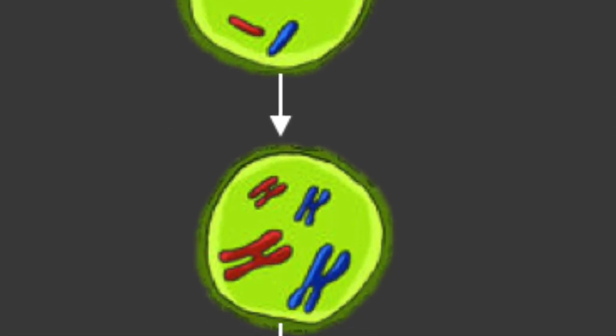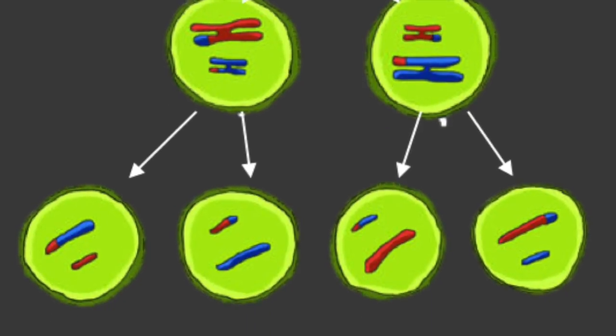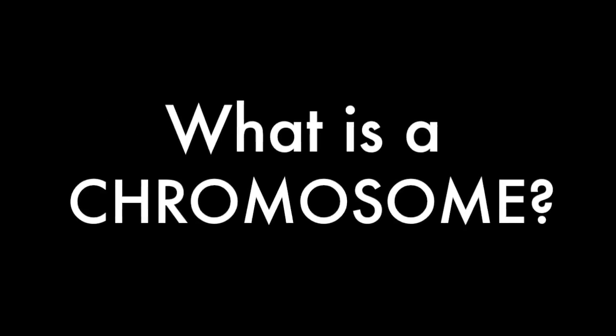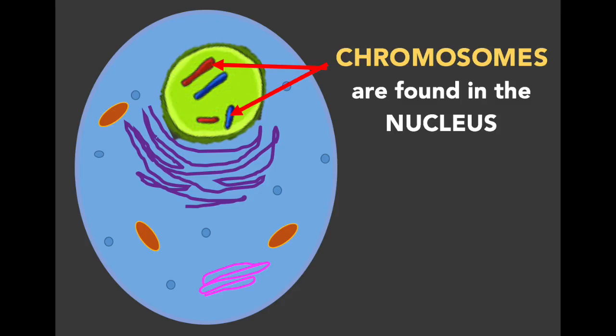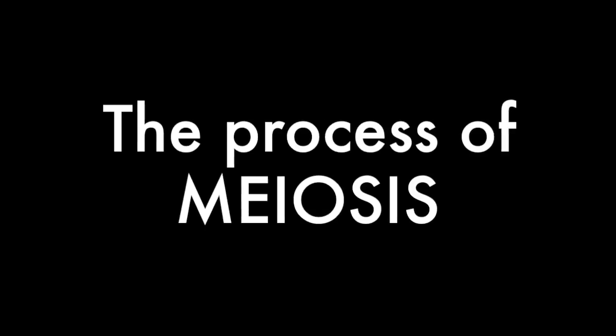Because meiosis is a process that deals with the replicating and dividing of chromosomes, it's important that you understand what a chromosome is. So chromosomes are found in the nucleus of a cell. Chromosomes are made up of DNA strands that contain our genes or our characteristics. Now we can begin discussing the process of meiosis.